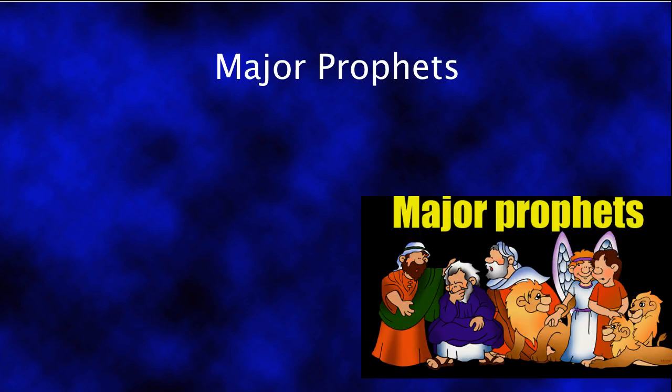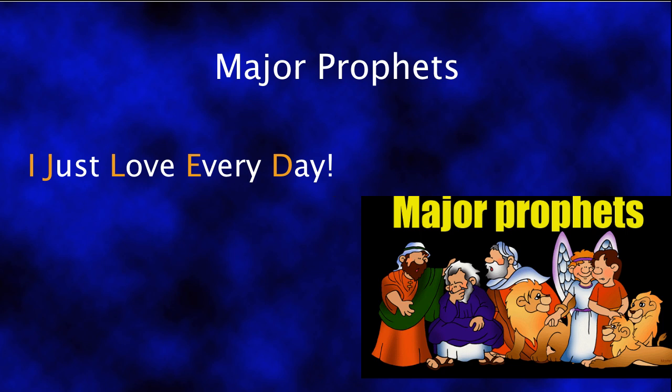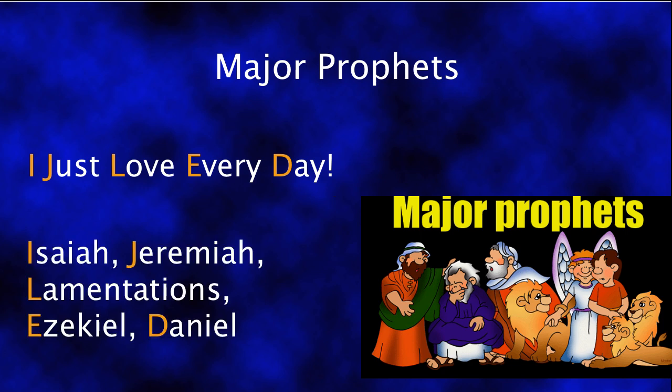We only have prophets left, 5 major prophets and 12 minor prophets. We have gone pretty far and gone really fast. Each day is a challenge, but here's our next sentence. I just love every day. Isaiah, Jeremiah, Lamentations, Ezekiel, Daniel.